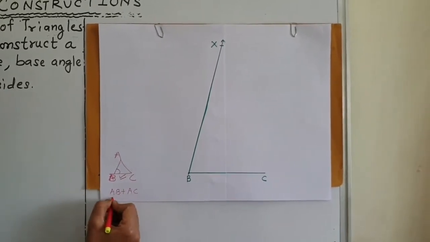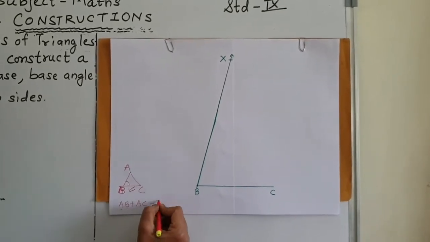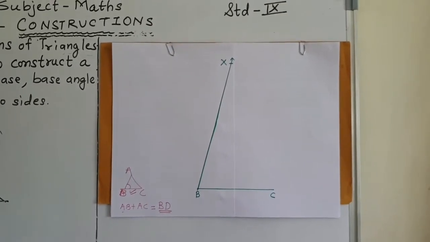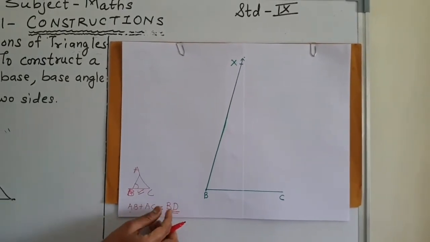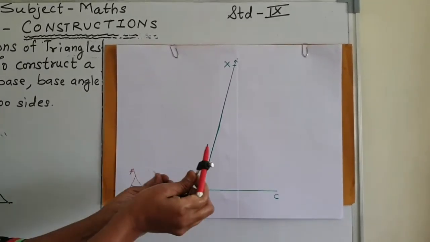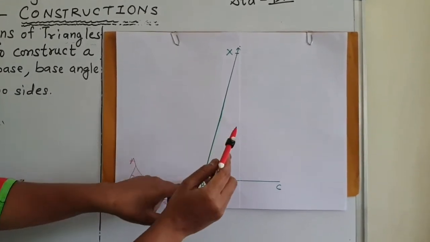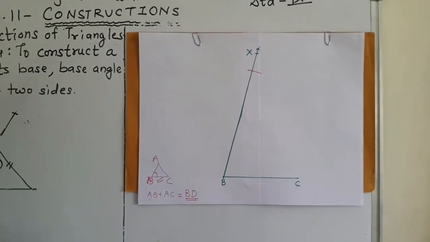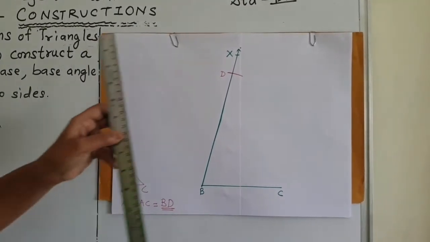Now we are taking the sum of these two things they have given. So we are taking AB plus AC as segment BD. Thus we are taking the point on ray BX such that it will be equal to AB plus AC. I am not showing this with a compass, but suppose here it is point D. Now join this point D to C.